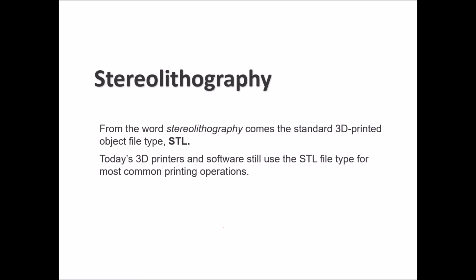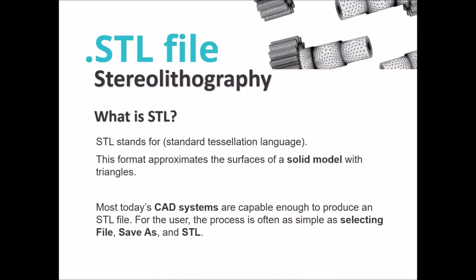So the word stereolithography produced the standard 3D printed object file type, which is known as the STL. The 3D printers and software, until today, are still using the STL file type for most common printing operations. So what is STL? STL stands for Standard Tessellation Language. This kind of format helps you approximate the surface of the solid model with triangles.